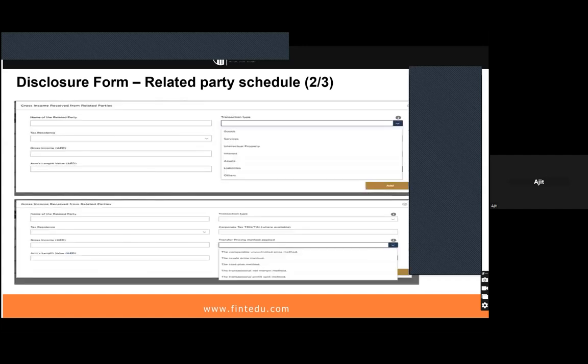This summary comes from a separate insertion we have to do for each related party transaction, where we need to put in the name of the related party, the tax residence, which can be a local entity or outside, gross income, the arm's length value, and the transaction type. Now let's discuss this part importantly. This section is asking about the gross income, not the net. Okay, so if there's a sale to a related party, the gross value needs to be reported.